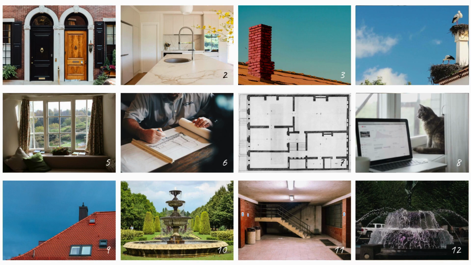Picture number 9 is of a roof with a chimney on it. You can also see some windows or skylights in the roof. In the background is the sky. The roof has shingles or tiles on it.